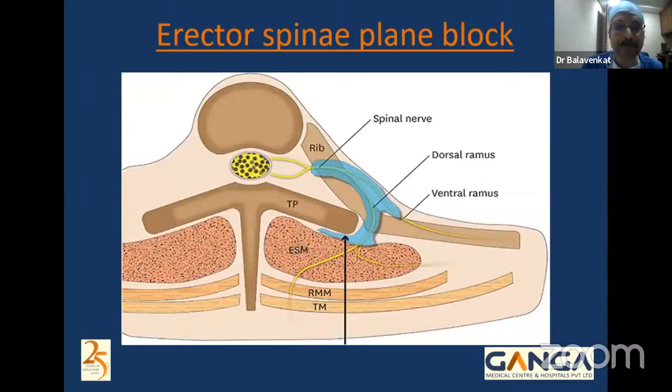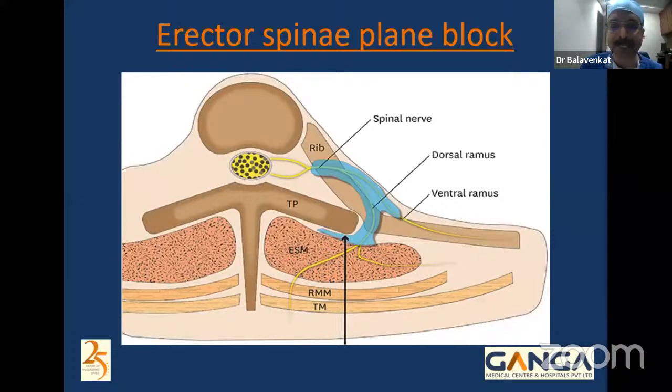And now we go to the next block, the erector spinae block. I'm just timing myself, and I think I'll try to be a bit faster. Is the pace okay, or am I too fast? It is perfect. It is okay, sir. Okay, perfect.